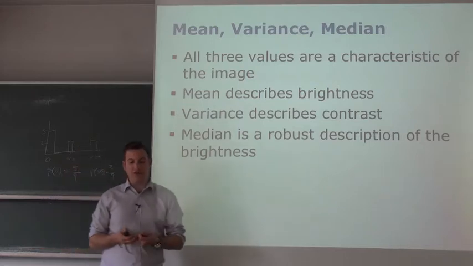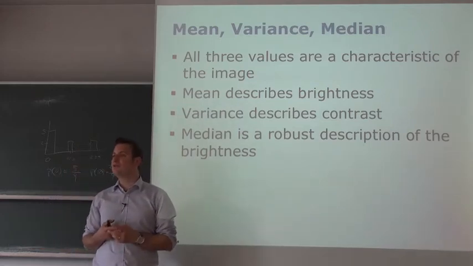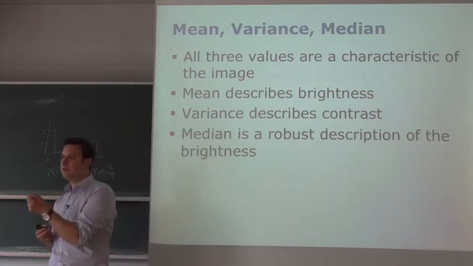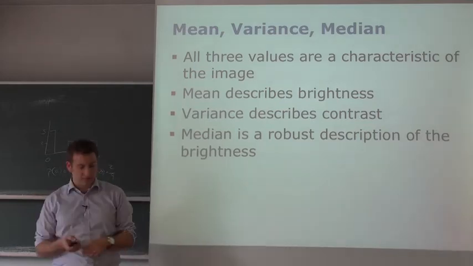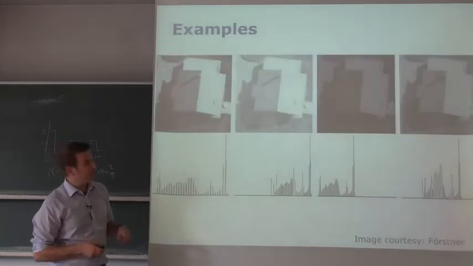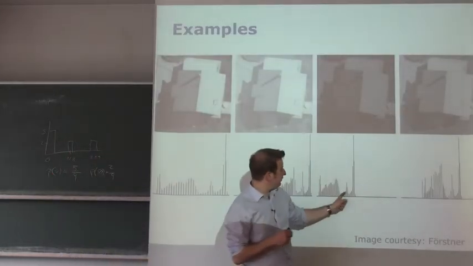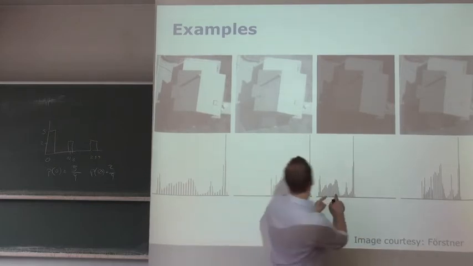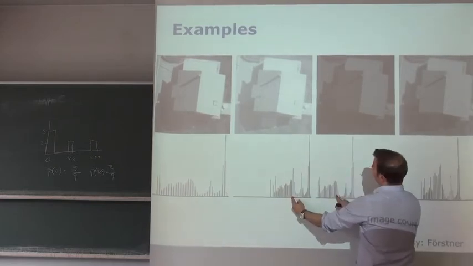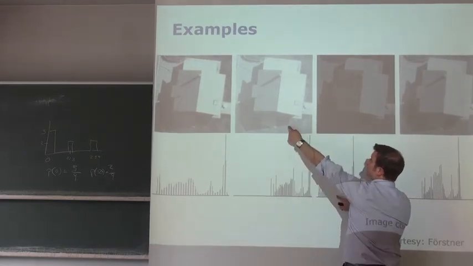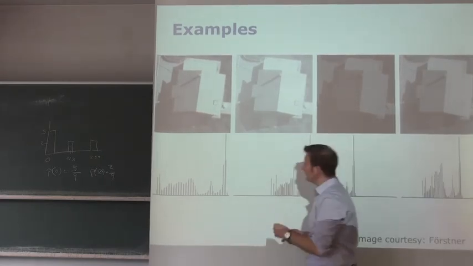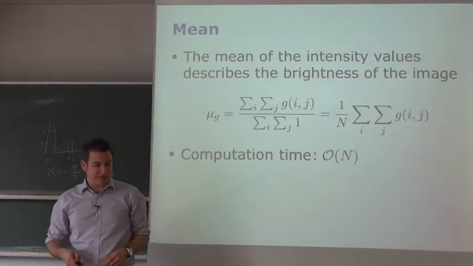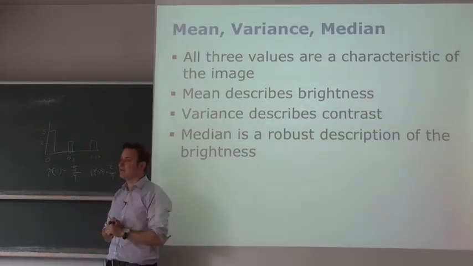characteristics of a histogram. For example, the mean describes the average brightness of the image. So the higher the mean value, the brighter the image is. If I go back to this example over here, the mean value will be sitting maybe somewhere over here. It's lower than the mean value of this image, which will be sitting over here. So you can see already this is brighter than this one. So the mean value tells me something about the brightness of the image.